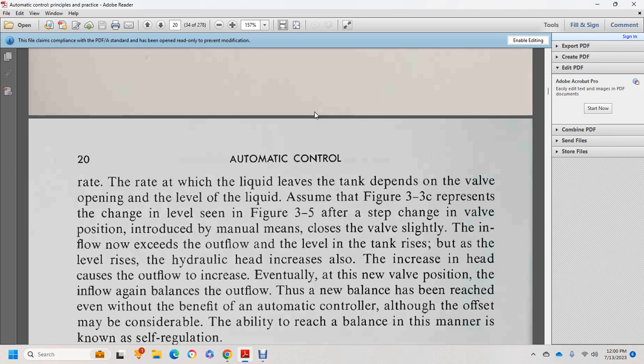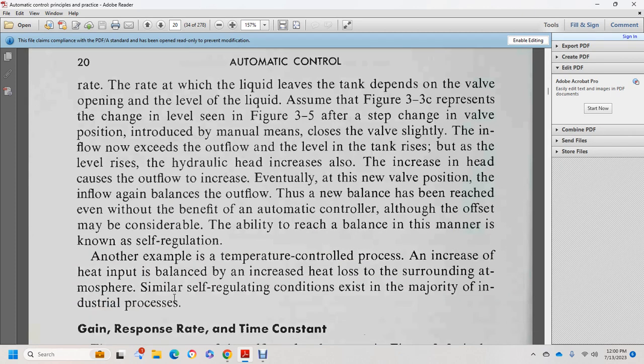Inflow is now greater than outflow, so the level of the tank rises, and the hydraulic head increases. The increase in the head causes the outflow to increase, and eventually, with the new valve position, the inflow again balances with the outflow. Though the new balance has been reached even without the benefit of an automatic controller, although the offset may be considered, this ability to reach balance is known as self-regulation. Another example is temperature control, where the increase in heat input is balanced by the increase in heat loss to the surrounding atmosphere, a similar self-regulating condition.